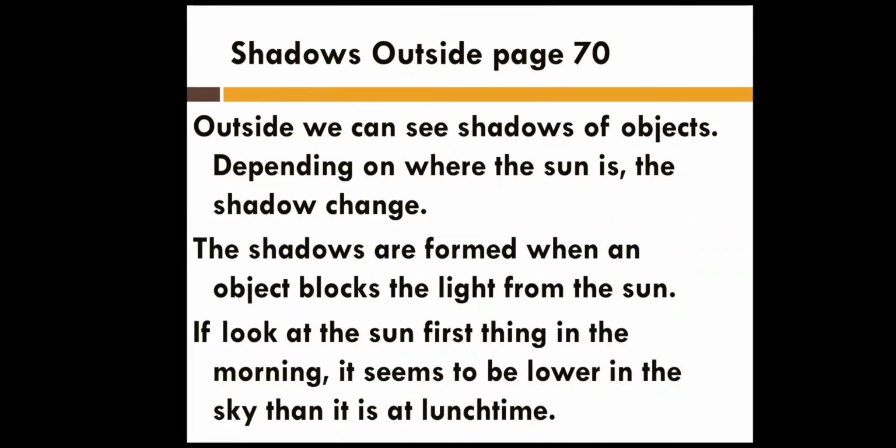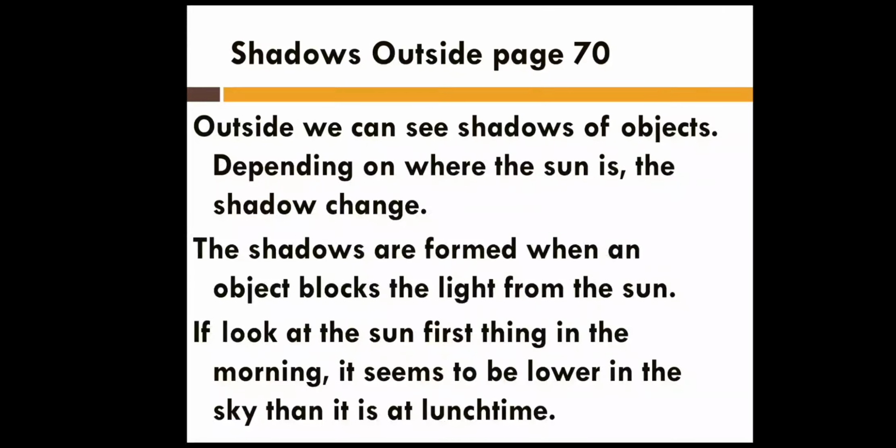Shadows outside, page 70. Outside, we can see shadows of objects. Depending on where the sun is, the shadow changes. The shadows are formed when an object blocks the light from the sun. If you look at the sun first thing in the morning, it seems to be lower in the sky than it is at lunchtime.